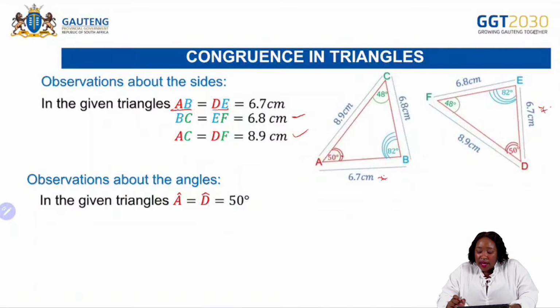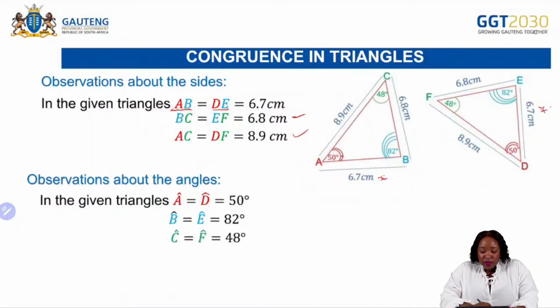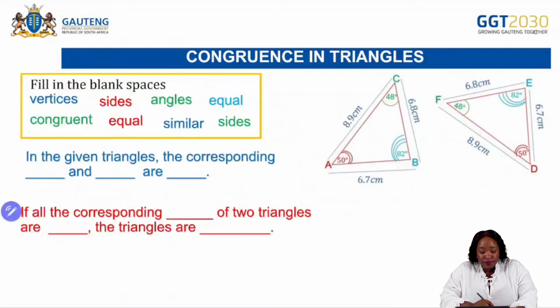So angle A is equal to angle D, and that's 50 degrees. Angle B is equal to angle E at 82 degrees. And then angle C is equal to angle F. It's 48 degrees.